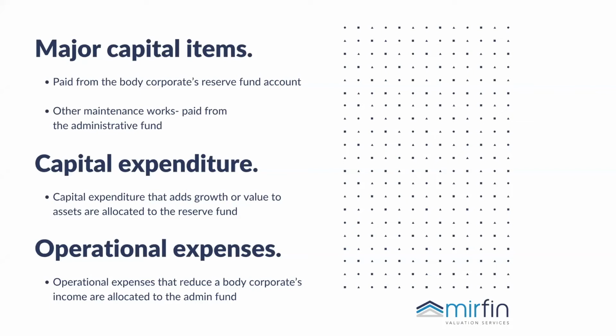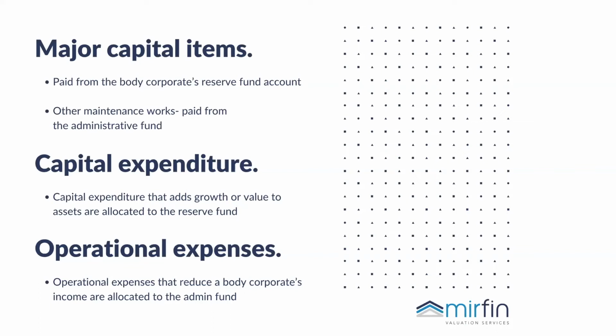When we talk about that, how do you define that? Capital expenditure adds growth or value to assets and is allocated to the reserve fund. These are not normal maintenance items, as we mentioned, small little items like replacing the locks of the gates. The major capital items are identified when you look at what your maintenance items should be in your 10-year plan, and they are supposed to add growth or value to the assets of the body corporate.